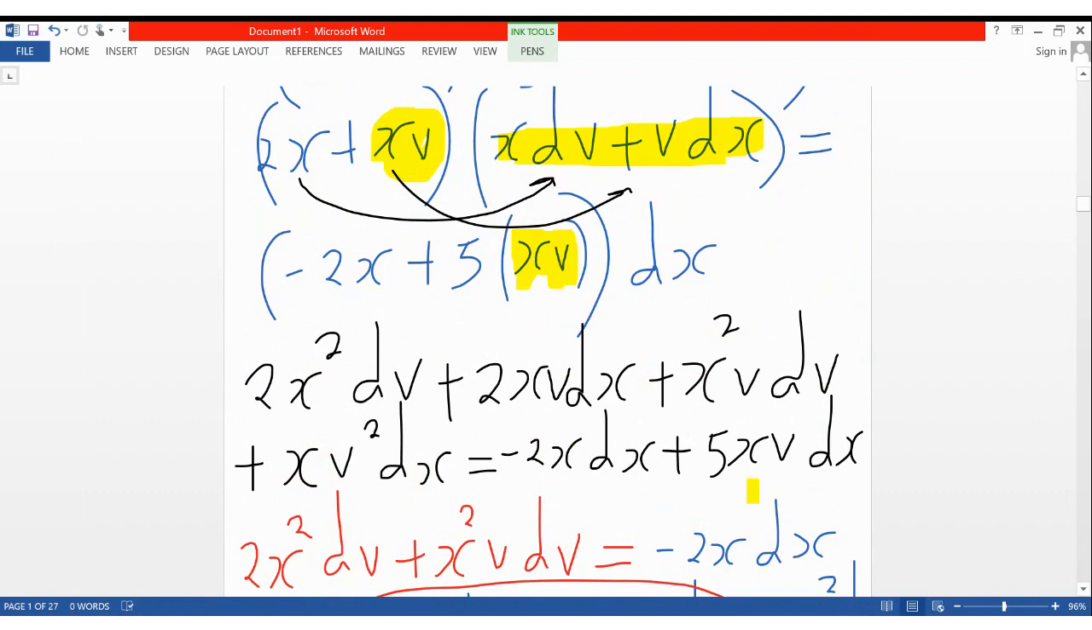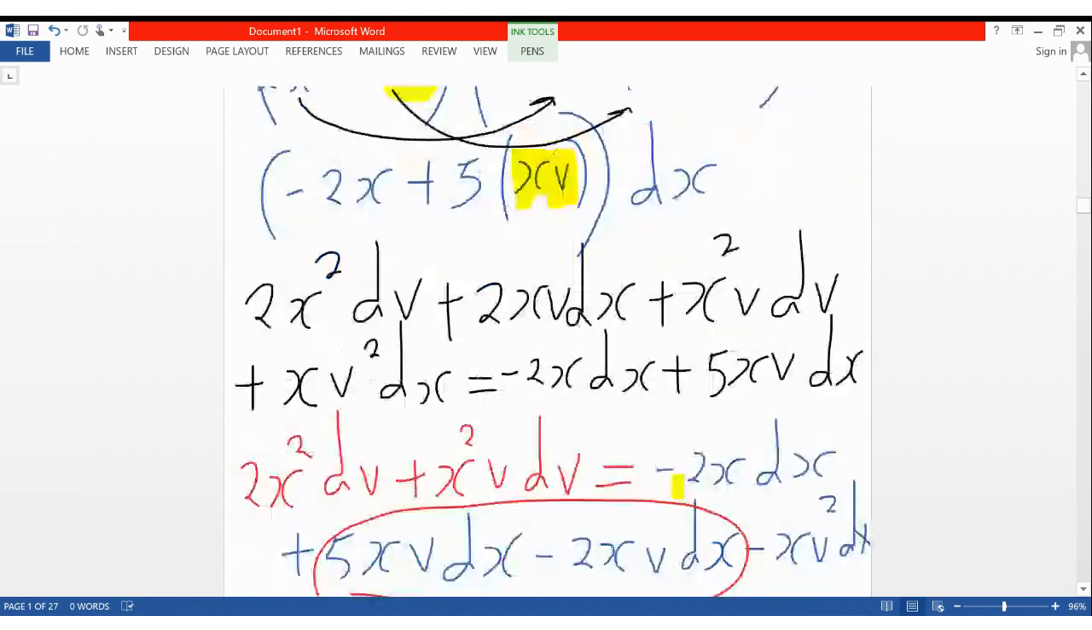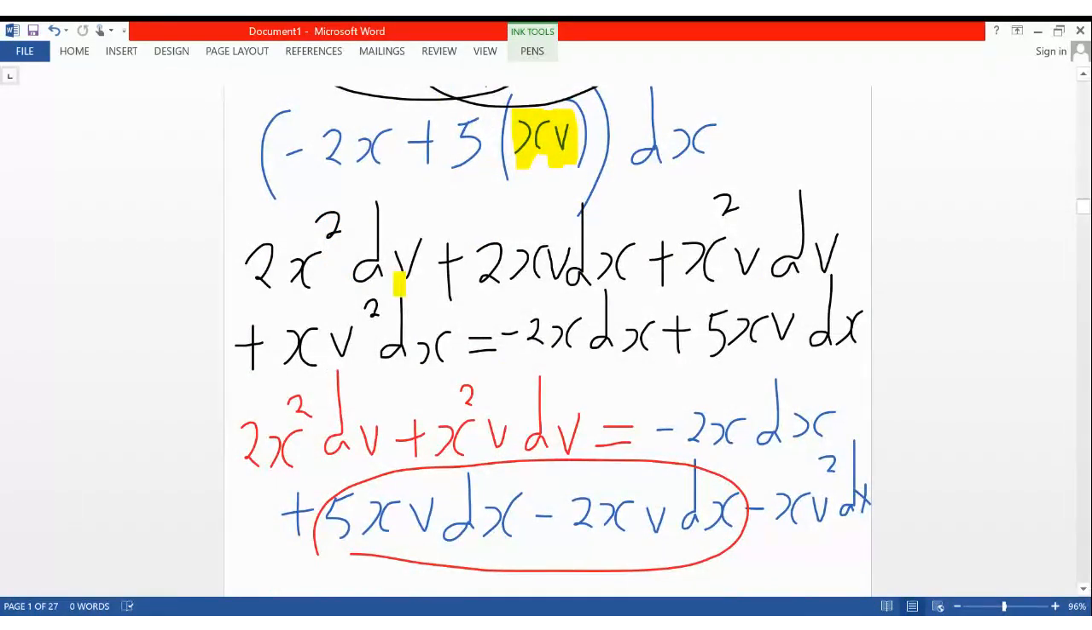Now from there, I brought the like terms together. The one that has dv, and I have another one here with dv, those terms remained on the left hand side. You can see, they remain on the left hand side. Whatever term has dx, I took it to the right hand side. So these are the terms that I had. Then when a positive crosses over, it becomes a negative. Again, when a positive crosses over, it becomes a negative. That is what I have.